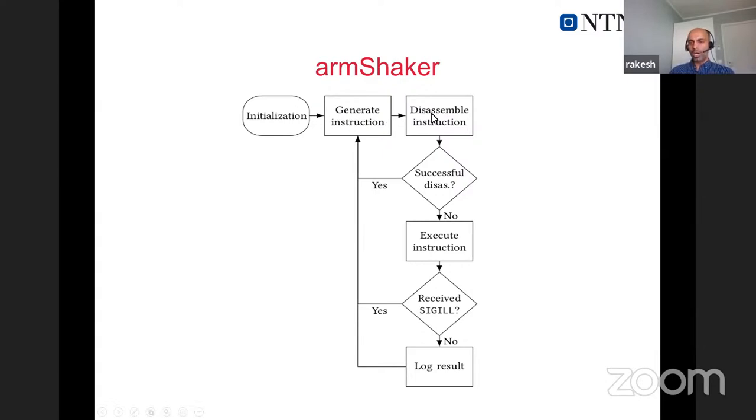Then we pass them to a disassembler and check whether the disassembler has been able to successfully disassemble it or not. If it has, that means this is a valid instruction because it has been disassembled. But if it is not disassembled correctly, then we try to execute this instruction. If the execution succeeds, that means no illegal instruction exception is generated. Well, if it is generated, then it's fine because that's the desired behavior. If you execute an undefined opcode, you should generate this exception. And if no exception is generated or a wrong exception is generated, you log the result for further analysis.